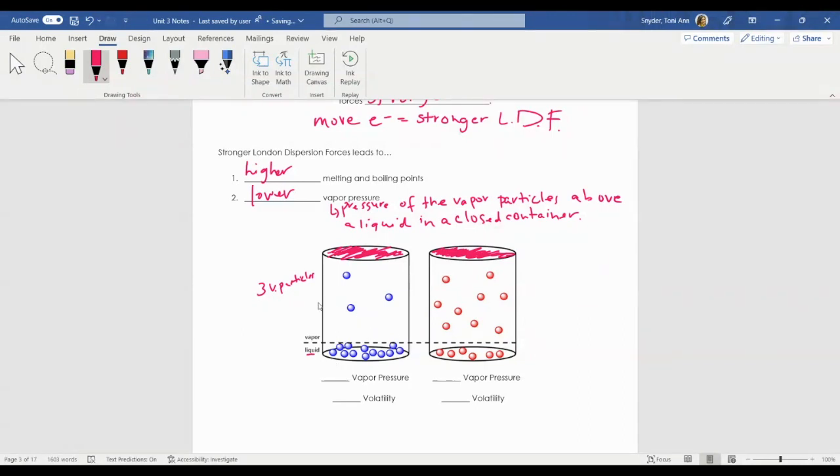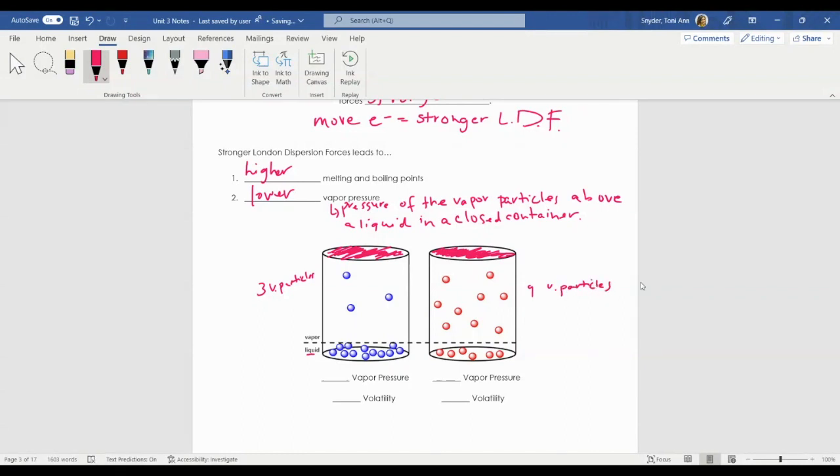1, 2, 3, 4, 5, 6, 7, 8, 9, 10, 11, 12, 13, 14, 15 particles total. The one on the left, 3 of them are vapor. Okay, make sure I count it right. So in this case, I have 9 vapor particles.